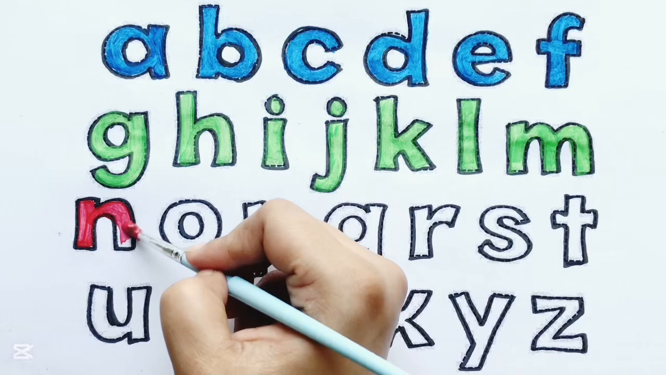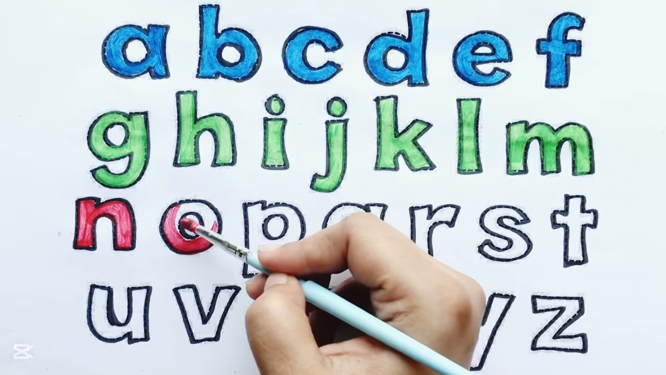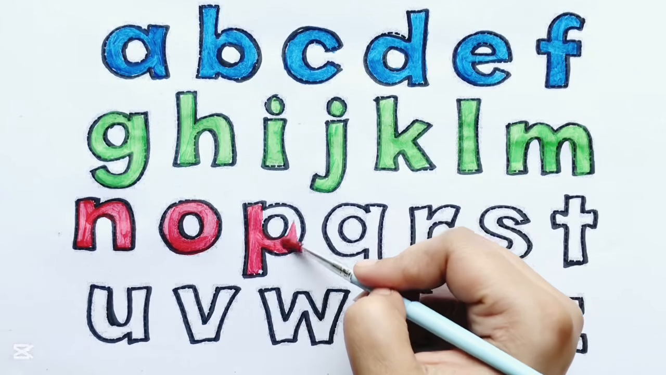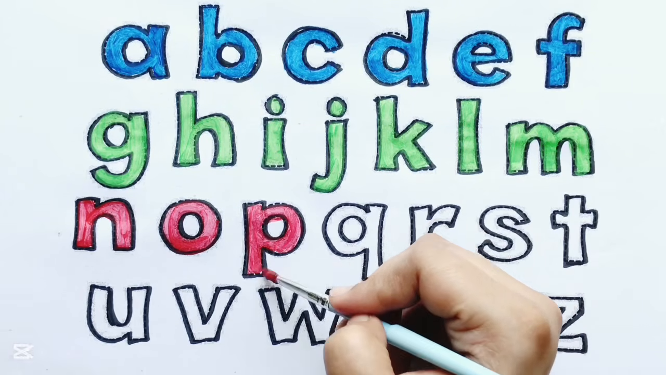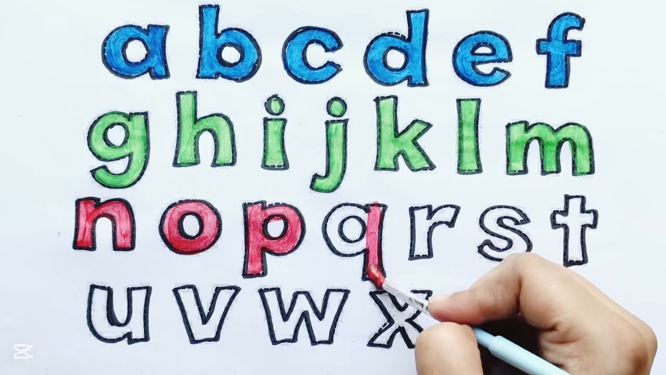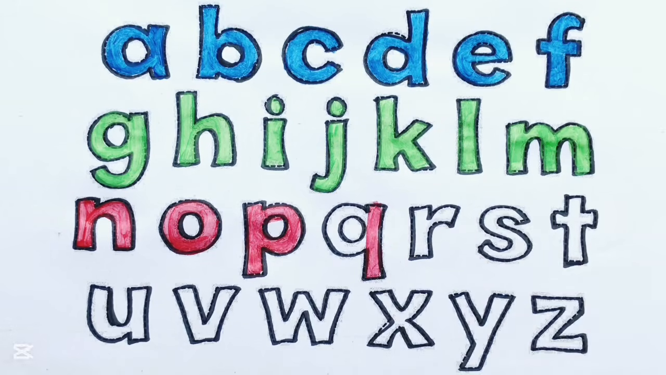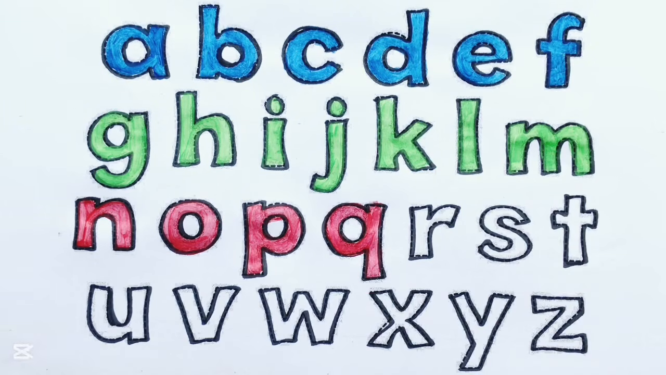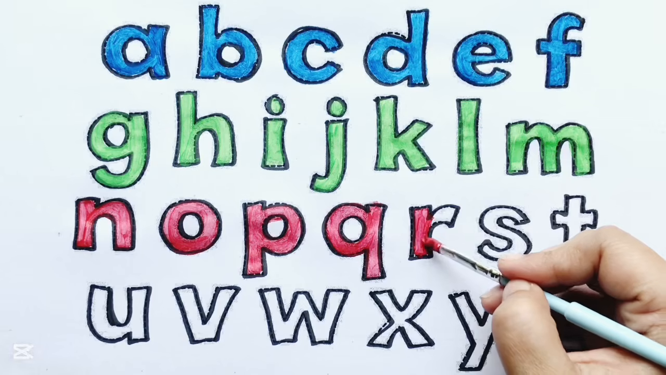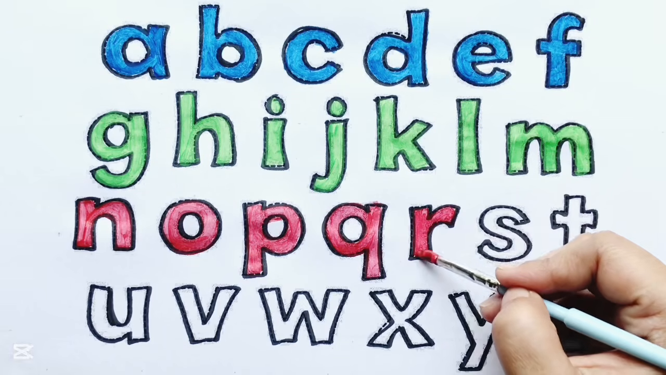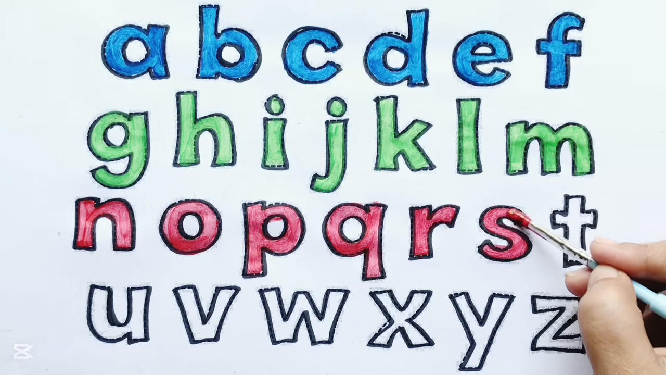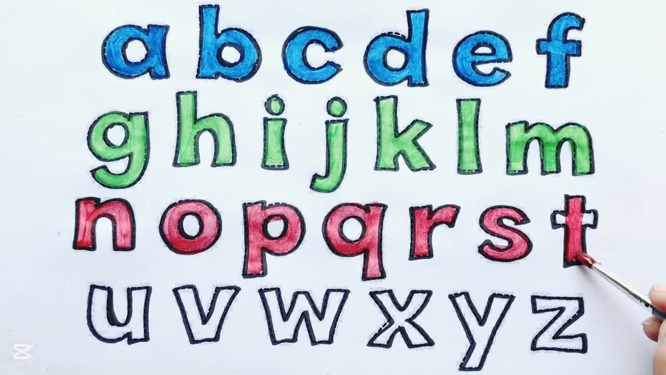Red color. N for nose. O for octopus. P for peacock. Q for coin. R for rainbow. S for snail. T for tiger.